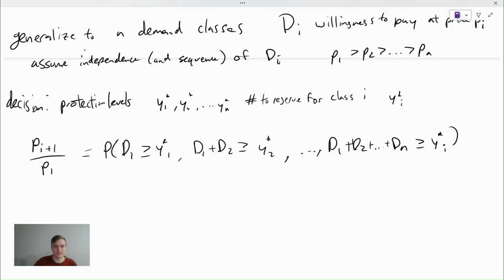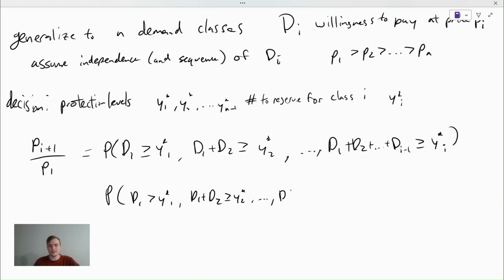let's not use Dn, sorry, let's use i minus 1, right? As we're saying, this ith protection level is for the ones before it, right? And so we only have n minus 1 protection levels. Or in other words, we could write this as probability D1 greater than y star 1, D1 plus D2 greater than y star 2, and then we sum over the j equals 1 to i minus 1, right? Or you could write that as summation of j less than i. Summing over the j that are less than i, we want to add the demand distribution of j and have that be greater than protection level for class i.